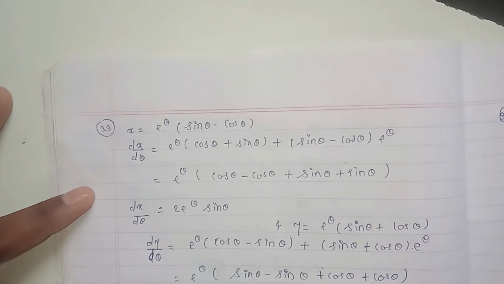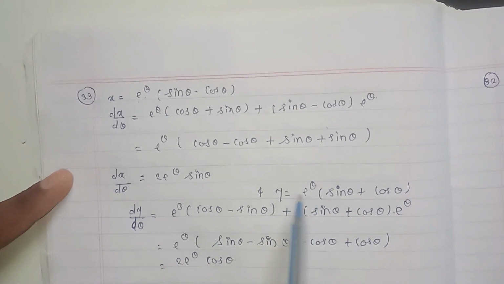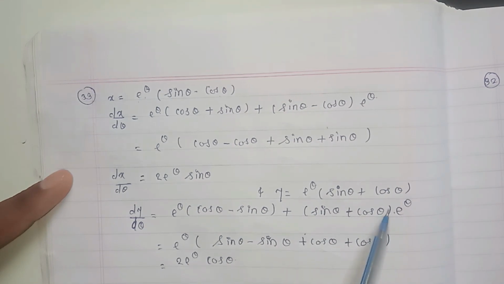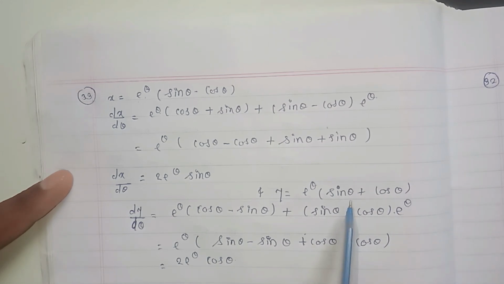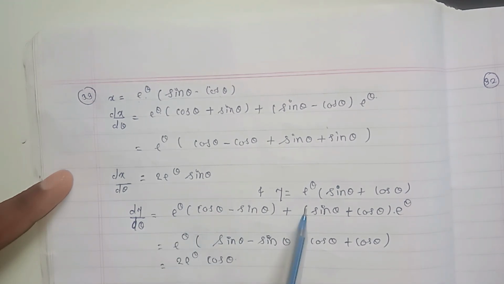So now let's get started with dy by d theta. So y is here, and then dy by d theta is first function as it is, differentiation of the second, plus second as it is, differentiation of the first, as we did earlier. It is quite easy. Exponential theta has differentiation exponential theta itself, sine theta has differentiation cos theta, and cos theta has negative of sine theta. Take e raised to theta common from both of these, and we land on cos theta minus sine theta and sine theta plus cos theta.